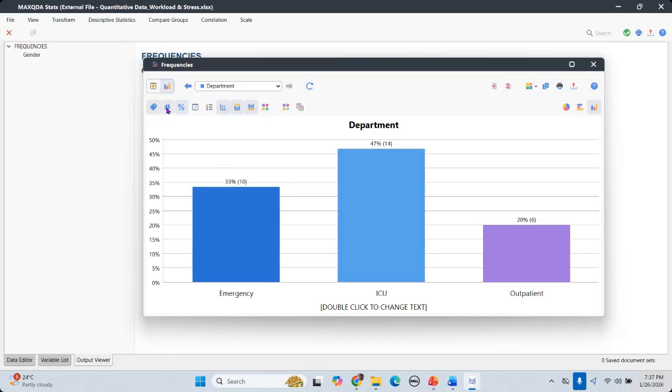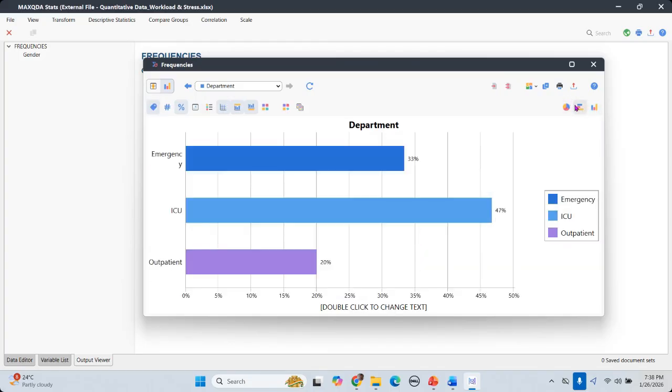You can also see frequency plus percentage. This particular hash symbol, hashtag. Is it a hashtag? Yeah. Please place the frequency plus percentage. If you don't want it, you can unclick it. And if you want to go for a particular chart, you can choose it.